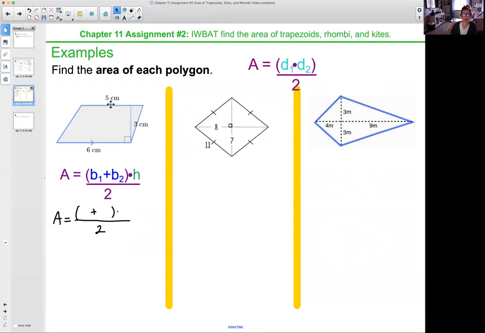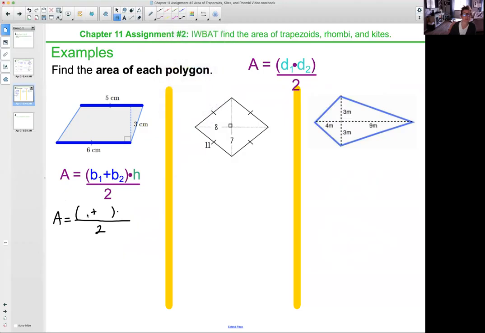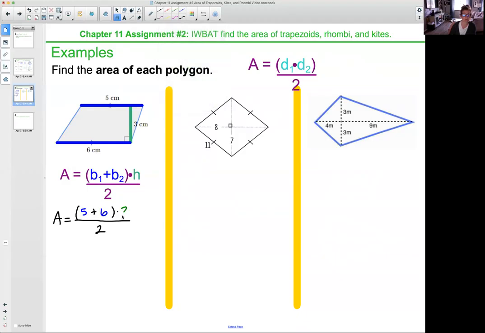So remember, the bases are the parallel sides. So we've got this base and this base. It does not matter what order you write them in. So 5 plus 6 or 6 plus 5, doesn't matter. And then you need to figure out the height. Remember, the height is going to connect those two bases and have a 90-degree angle. So the 3, in this case, is our height. So we'll put the 3 in.